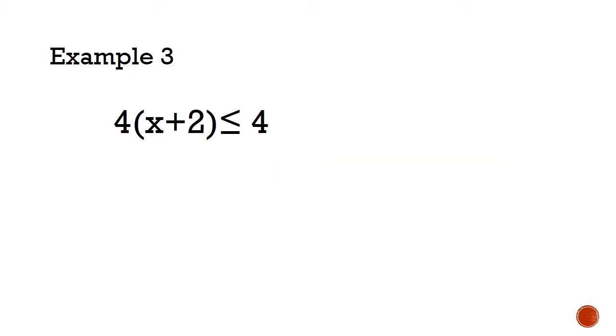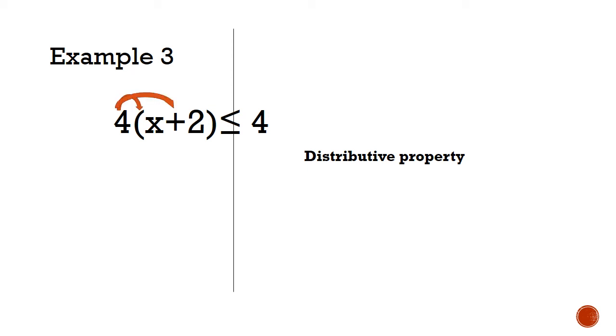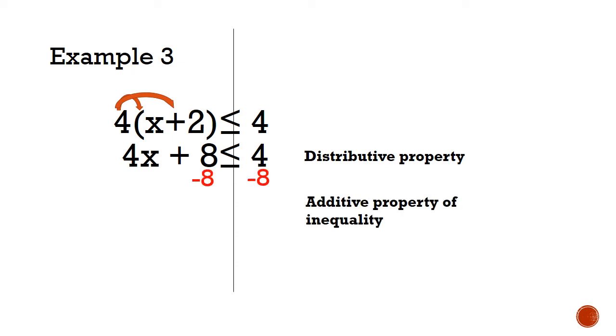Let's talk about one more example. We have 4 times x plus 2 less than or equal to 4. Again, if you want to think about solving this inequality the same way we solve equations, that means the first step we need to do is to use the distributive property to distribute 4 into x and 2. That means I'm going to end up with 4x plus 8 less than or equal to 4. This is a two-step inequality. I can use the additive property of inequality to take away 8 from both sides, which makes me end with 4x less than or equal to negative 4.